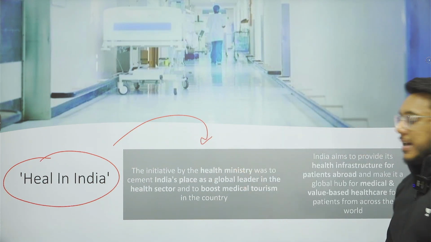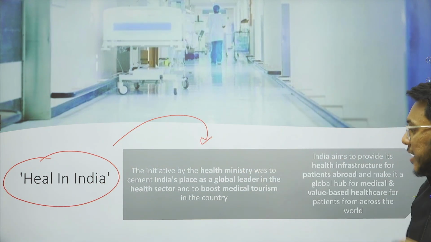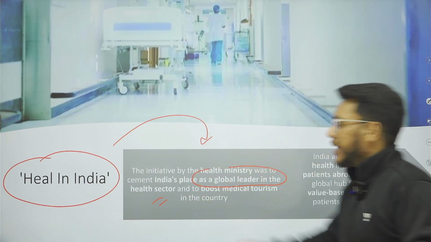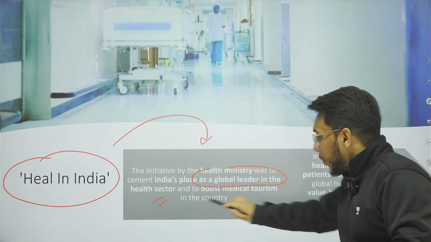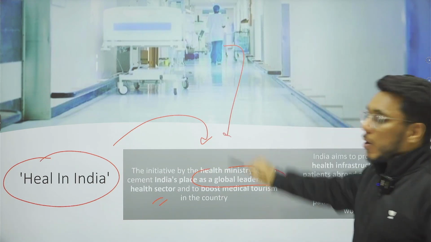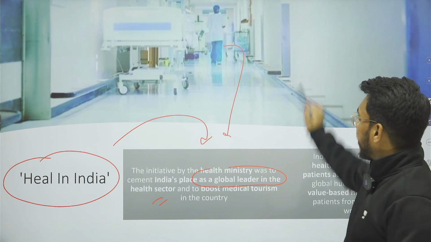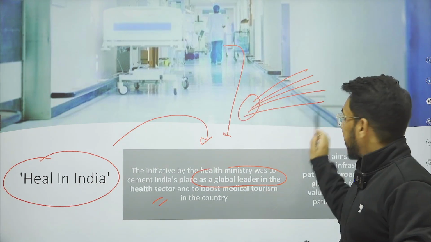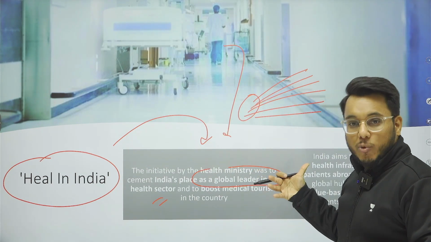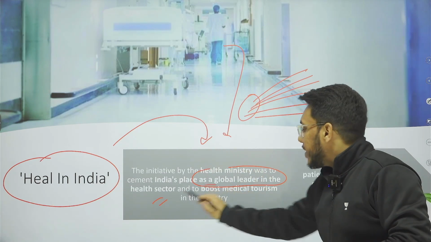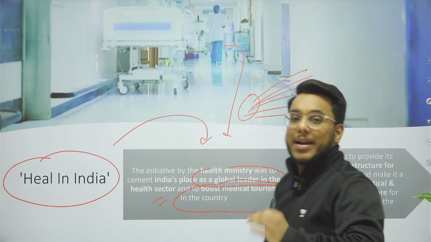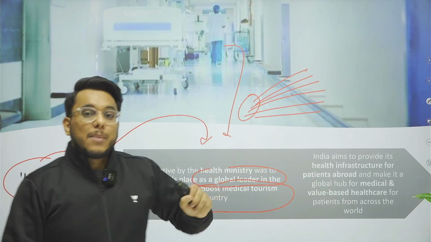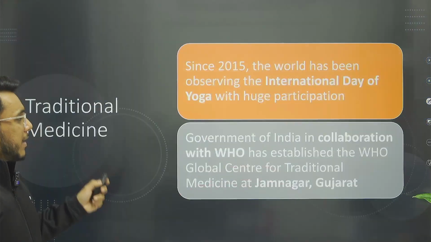In the Heal in India initiative, the Ministry of Health and Family Welfare is trying to project India as a global leader in the health sector. Now, if India is positioned as a global leader in the health sector, number one, low cost medical interventions and medical services can be provided to these Global South countries in India. Secondly, India will be positioned as the leader in medical tourism. So India can be an educational hub, and India can be a medical hub for these countries.